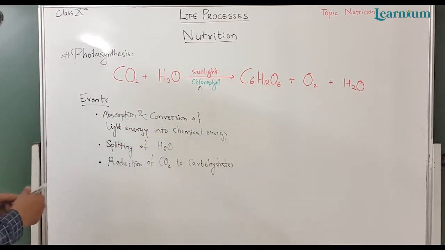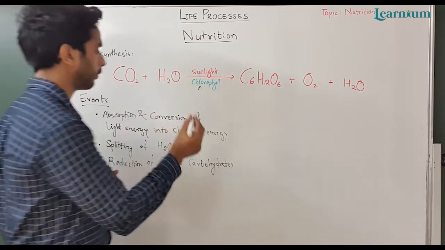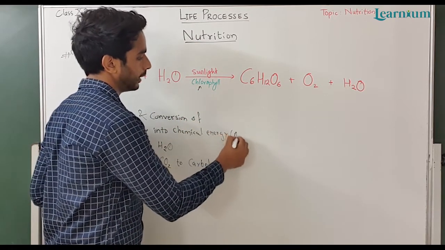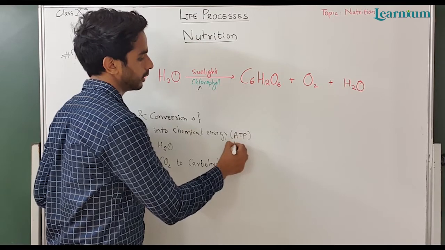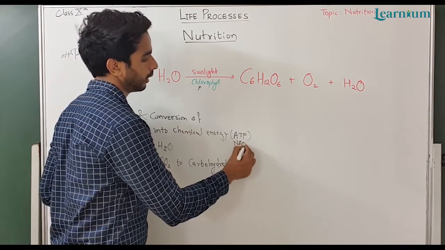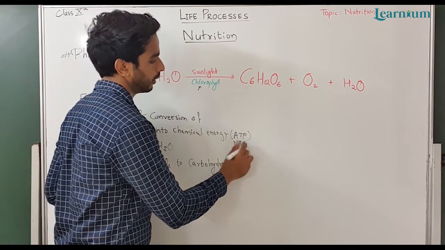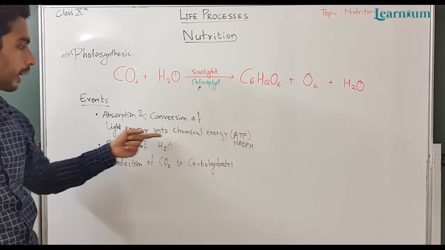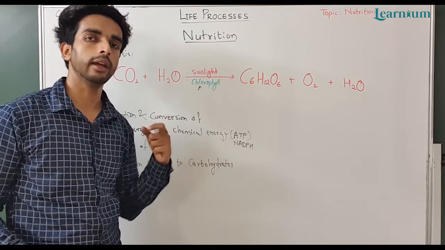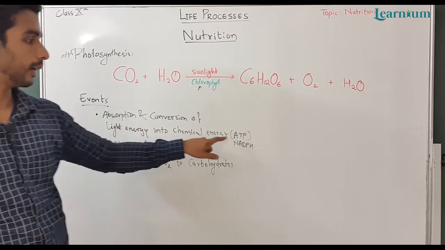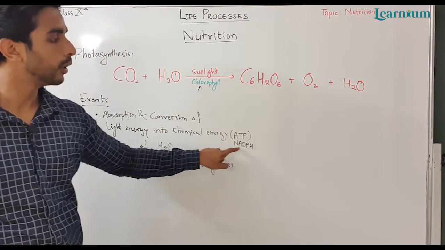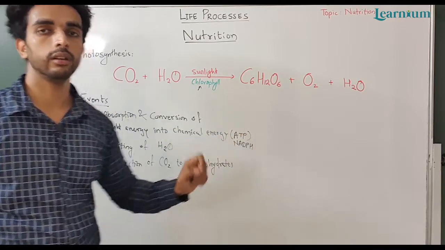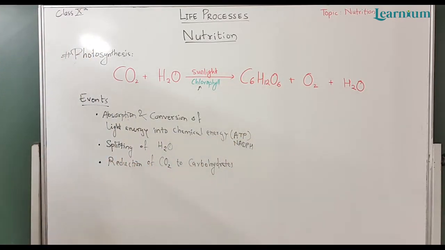So what is the chemical energy? In the form of ATP and NADPH. So this is the energy currency of the cell. So the chemical energy is ATP and NADPH. This ATP and NADPH will be utilized in further reactions. So these are the events.